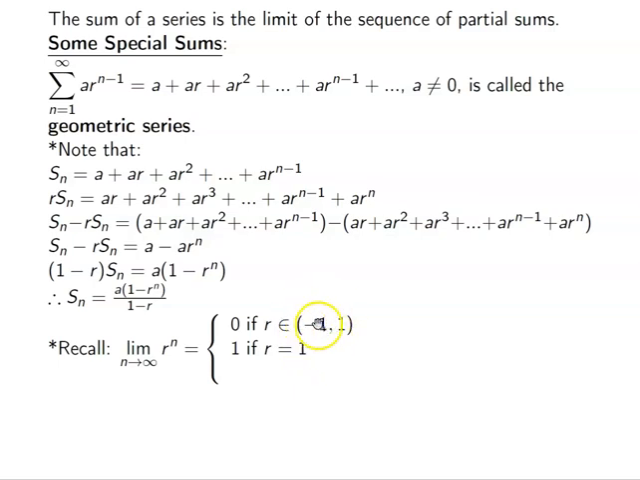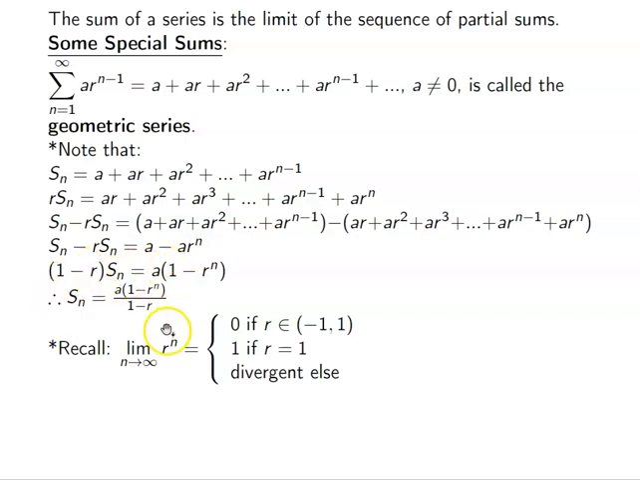Okay. I cannot be -1 and I cannot be larger than 1 or less than -1. So these are the only two values that my limit is allowed to be. It goes to infinity, it diverges for every other value of r possible. Okay, so I have to be either 1 or in between -1 and 1. And these are the values of the limit for those cases.